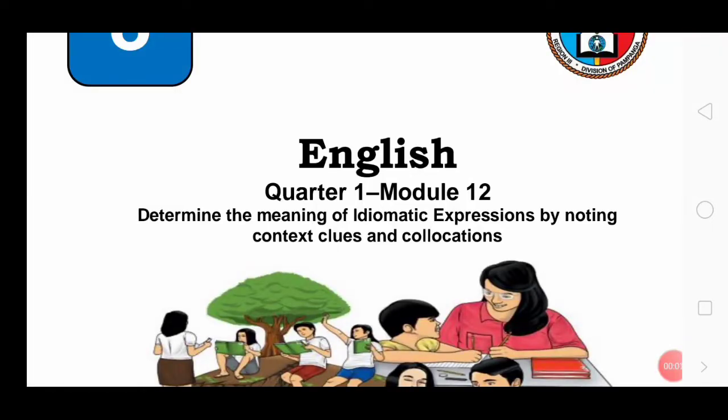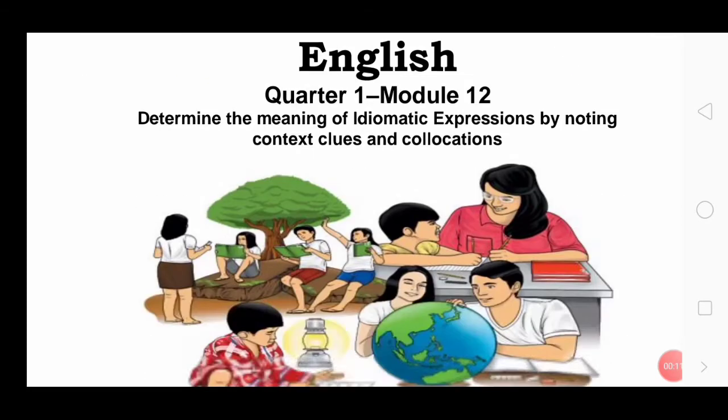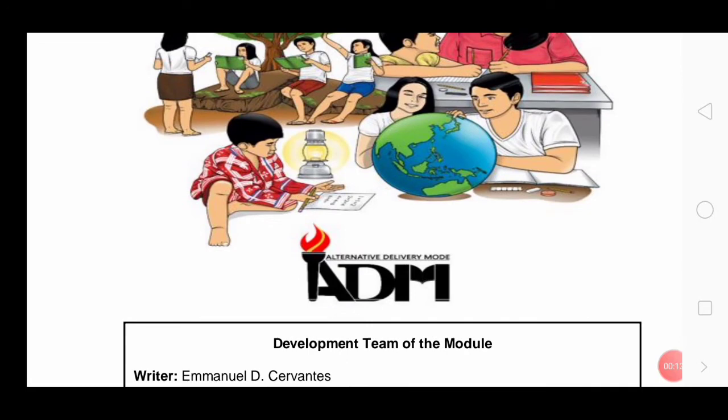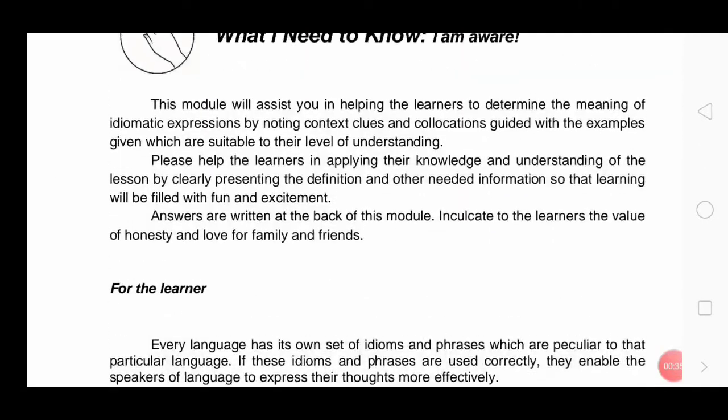Good day, everyone. So for today's lesson, we'll be determining the meaning of idiomatic expressions by noting context clues and collocations. I know you are familiar with idiomatic expressions because you already studied them during your Grade 7 and elementary years. And also in your Filipino subject, you already studied that. In Filipino, idiomatic expressions are known as idioma or tayutay.